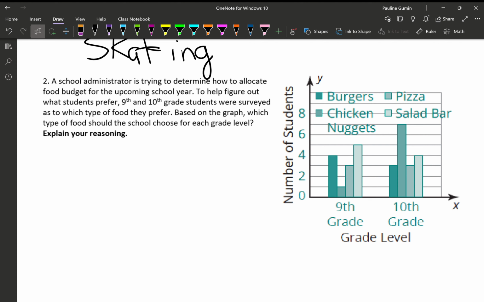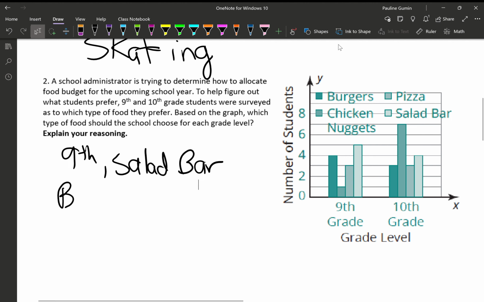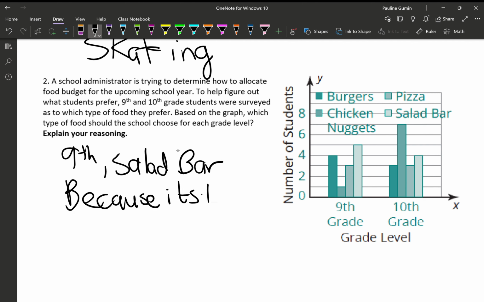Okay, so let's look at the tallest bar for each graph. It looks like for 9th grade, it's this light green one, that's salad bar. So 9th, salad bar, because it's the tallest bar.